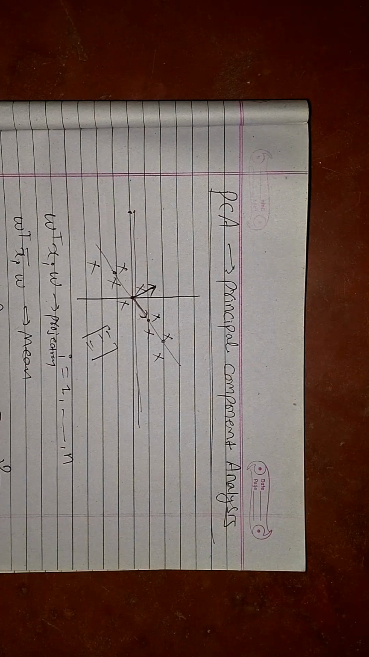Okay, welcome to this video, and in this video we're going to talk about PCA, Principal Component Analysis. So what is PCA? PCA is a technique in machine learning for dimensionality reduction, for reducing the dimension.